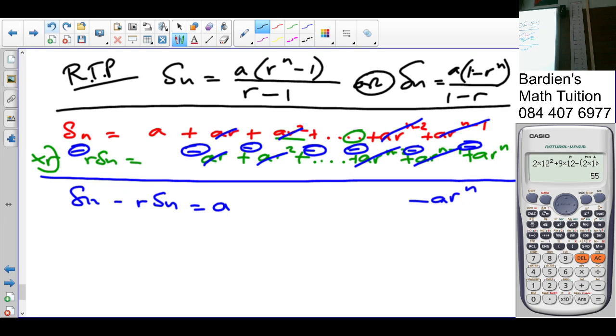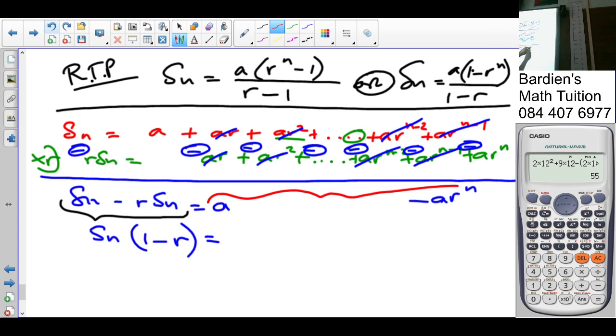So what do we see here? We have a common factor of Sn. What are we left with? 1 minus r. On the other hand, what do we have as a common factor here? A. If I take a out, what are we left with? 1 minus r to the n.